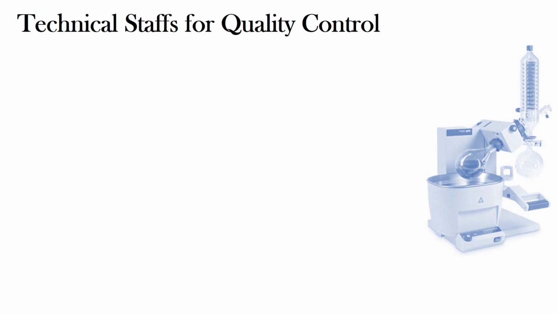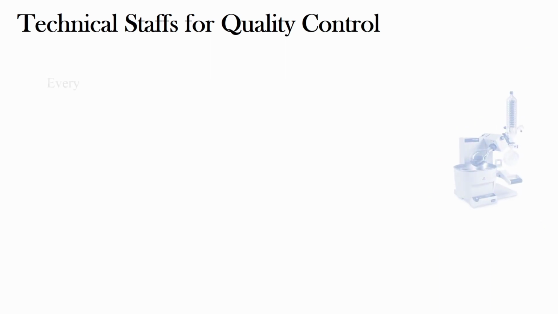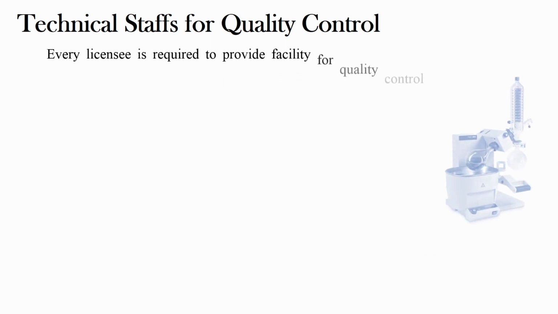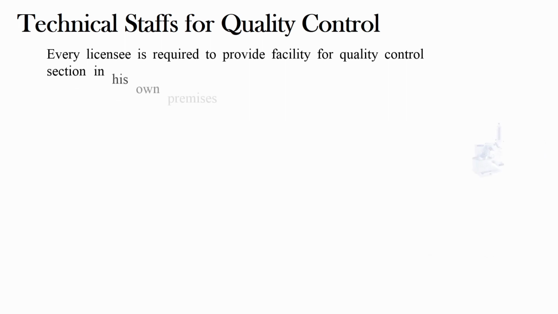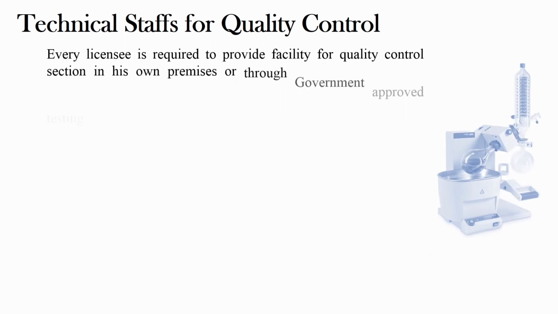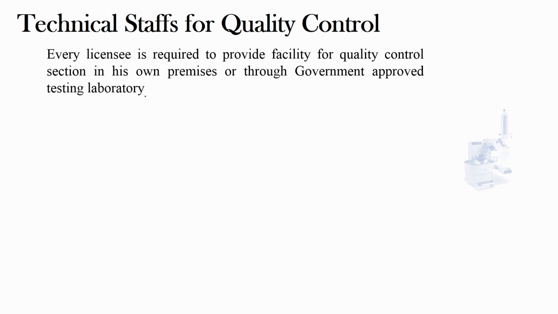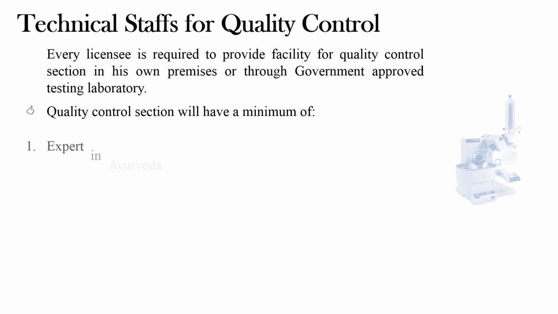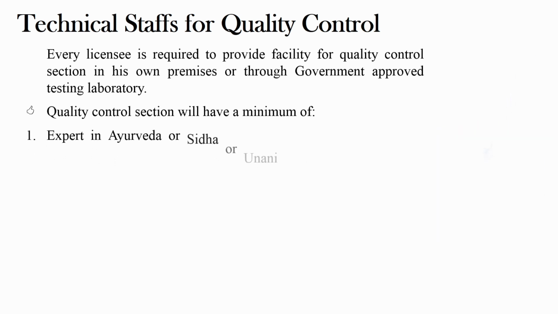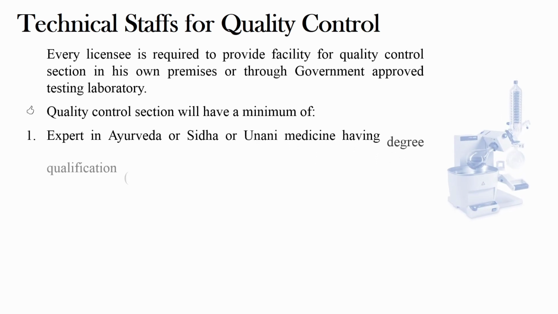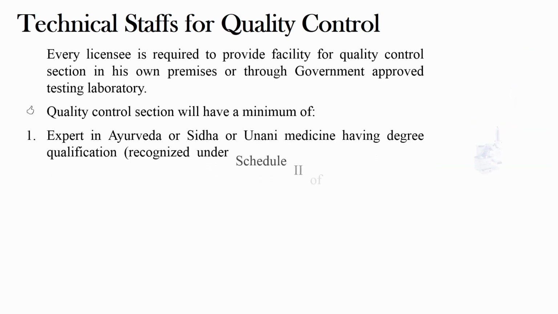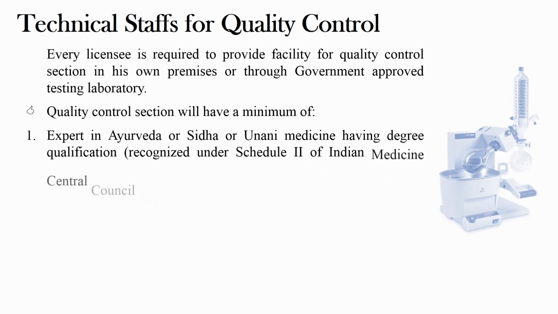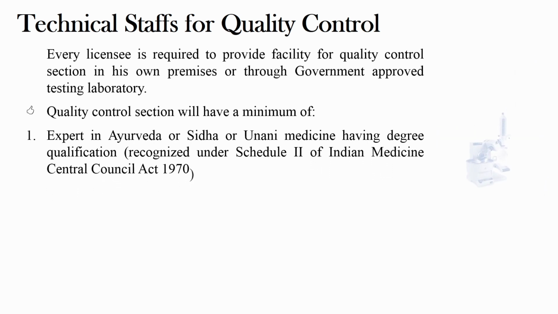Now coming to the technical staff for quality control. The Schedule T of Drug Rule says every licensee is required to provide the facility for quality control section in his own premises or through a government approved testing laboratory. The quality control section will have a minimum of an expert in Ayurveda or Siddha or Unani medicine having a degree qualification recognized under Schedule 2 of Indian Medicine Central Council Act 1970.